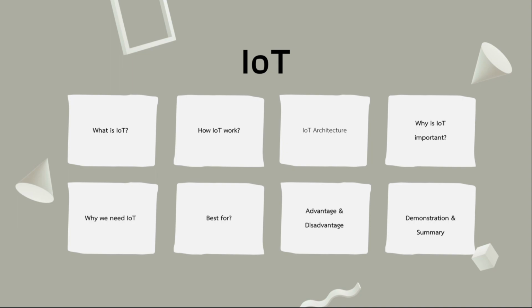Next is IoT. First, what is IoT? Second, how IoT works. Next, IoT architecture. Next, why is IoT important? Next, why we need IoT. Next, advantage and disadvantage. Next, demonstration and summary.